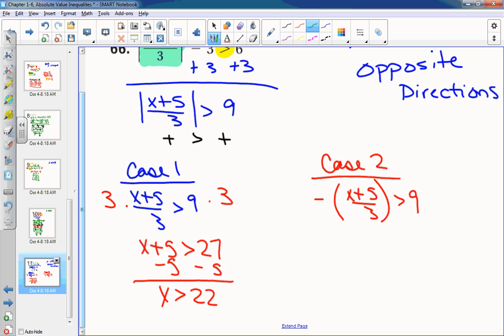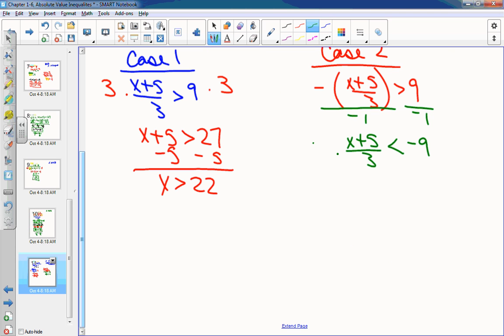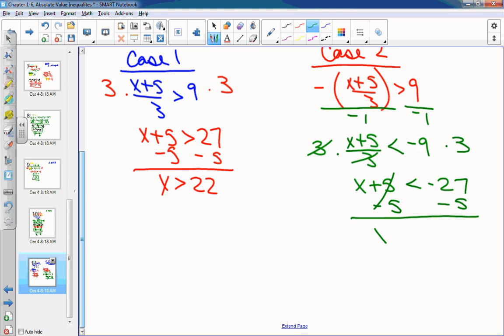Over here, I'm going to go ahead and divide by -1. Why? Because I can. So when I divided by a -1, what happened to my inequality symbol? It flipped that sign to give me is less than -9. Now, how do I get rid of that 3? I multiply by 3. And I have x plus 5 is less than -27. How do I get rid of the 5? I subtract it. And I have x is now less than -32.